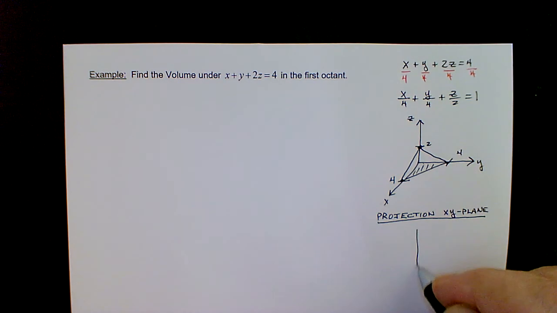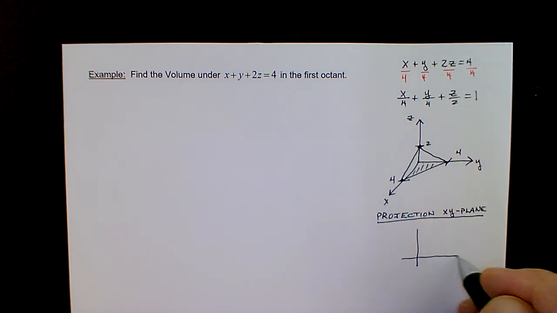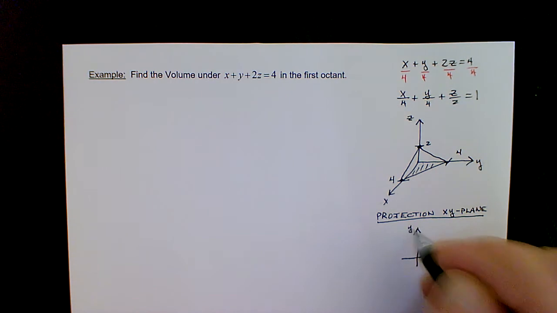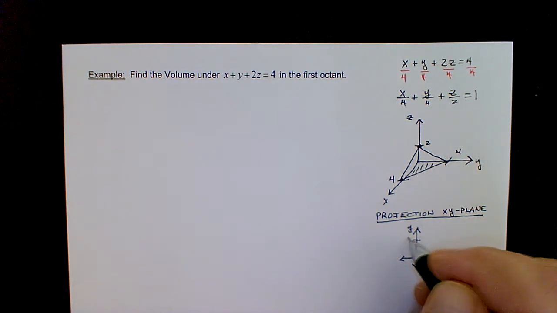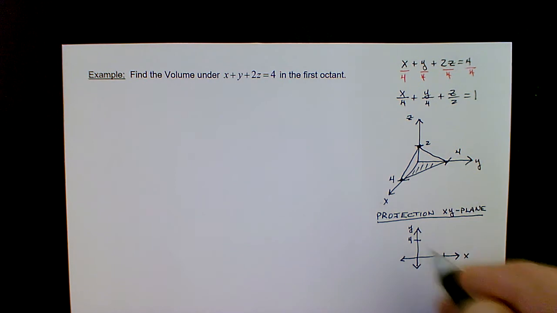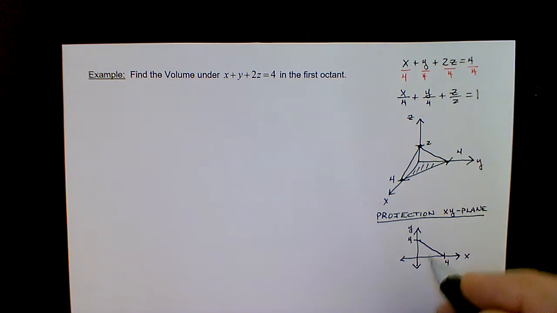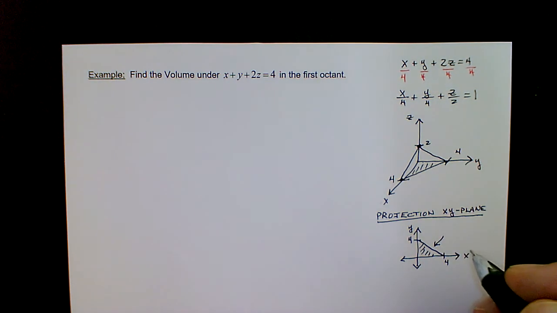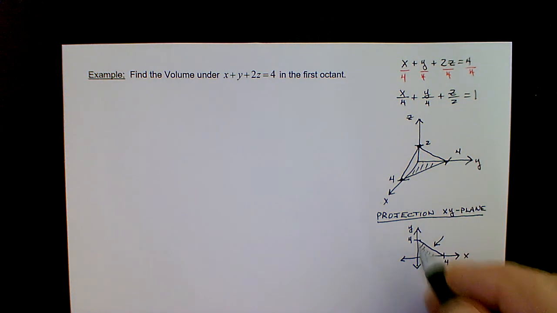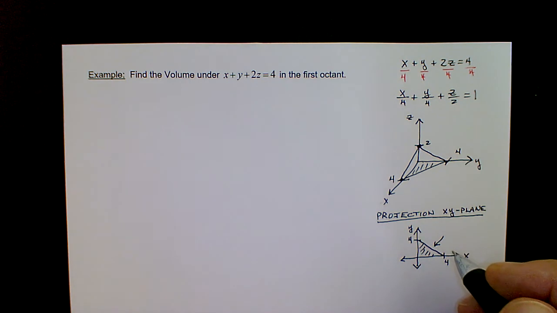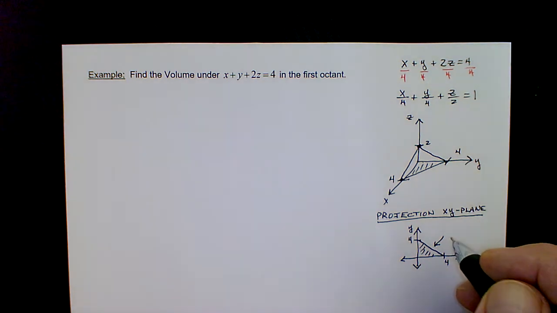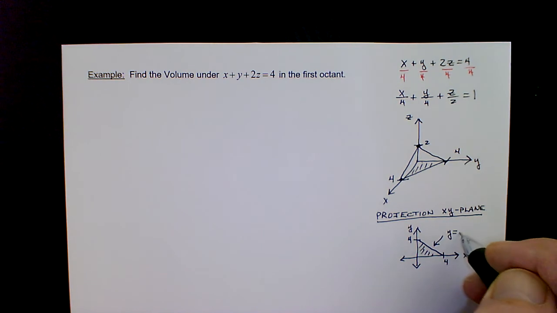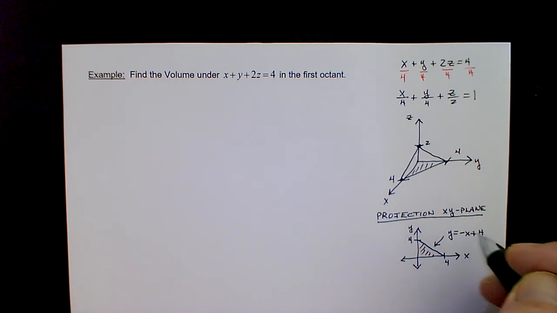So if you consider just the xy plane, y-intercept is 4, x-intercept is 4, straight line there, so that's the region, and we'll need the equation of this line. So the slope is -1, you get change in y over the change in x, so that's going to be -1, and so the equation would be y equals -x plus 4.